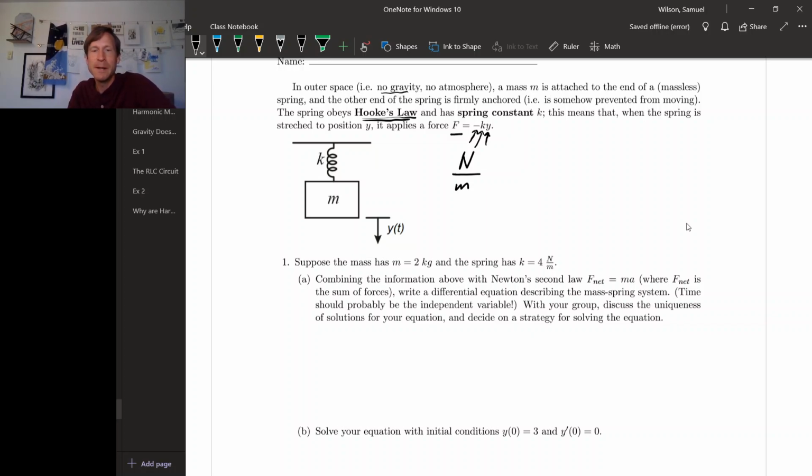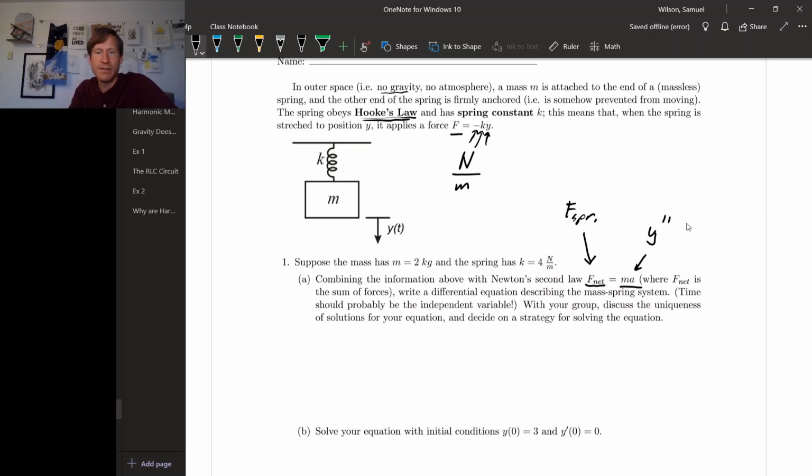So Newton's second law says that the sum of all of the forces is equal to the mass times the acceleration. And since our object is just moving in one direction, acceleration is just going to be the second derivative of y. The net force, well, in general, you add up all of the forces, but in this situation, there is only one force acting on the mass, and that's the force of the spring. So this is just going to be our spring force.